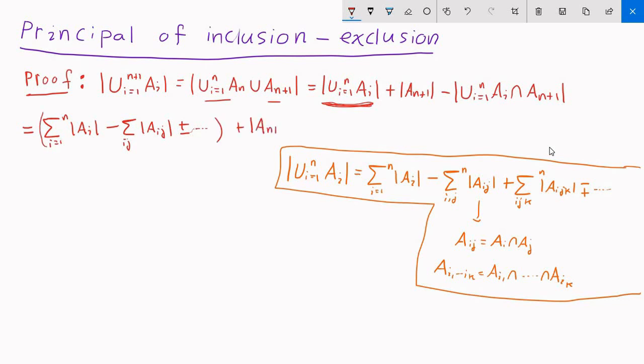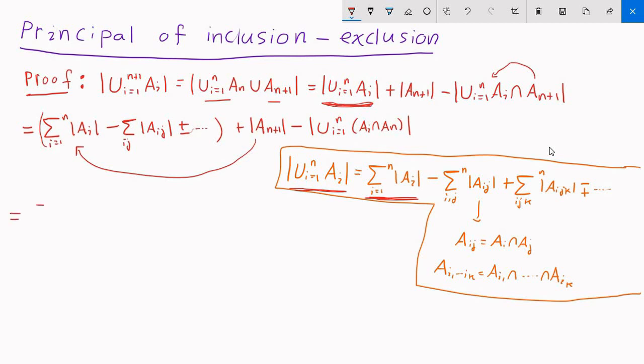We have the cardinality of a sub n plus 1 still, and we're subtracting from that the cardinality of... Now we can distribute the intersection through this union, and so what we're going to get is the union from i to n of the intersections a sub i with a sub n plus 1. This a sub n plus 1 term, we can absorb this into the first sum, because in particular we're trying to show that the cardinality of the union of all these sets, well, the first term of this should be the sum of the individual cardinalities.